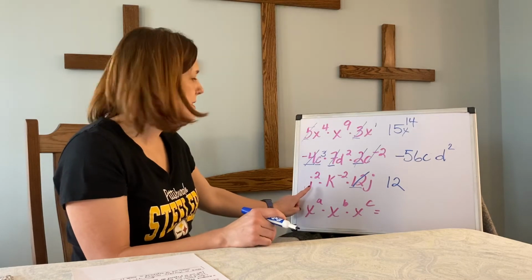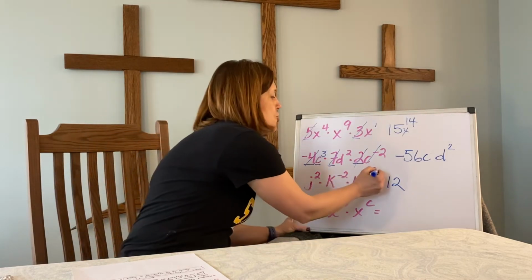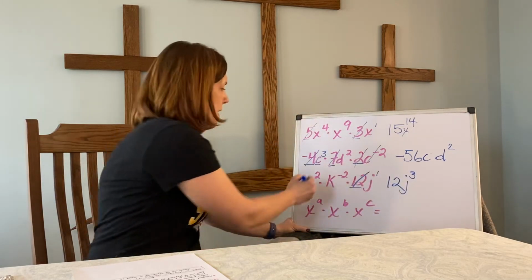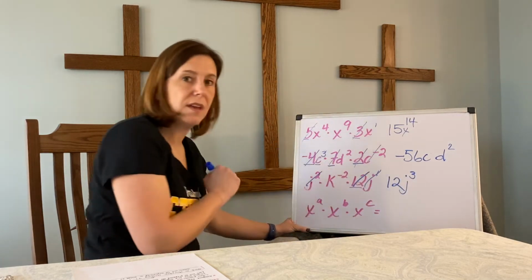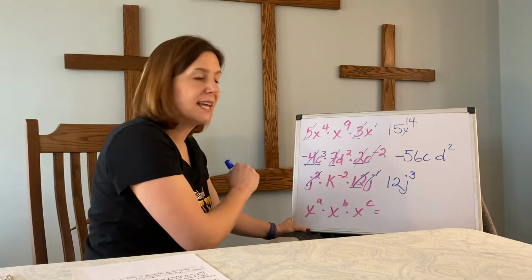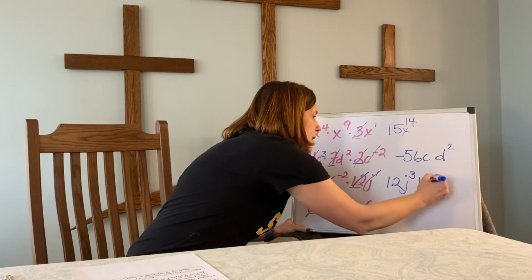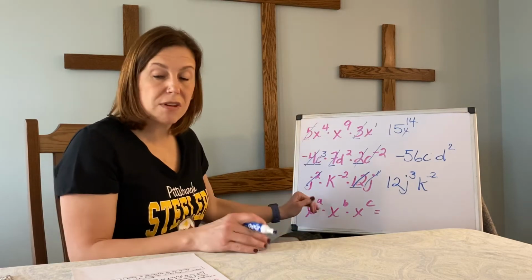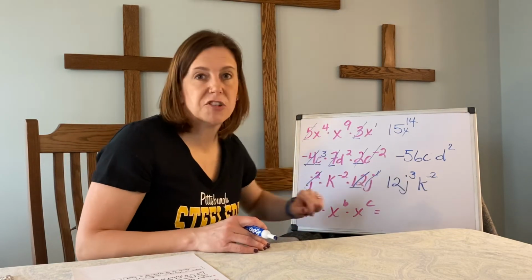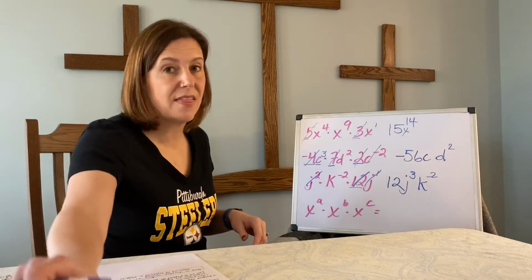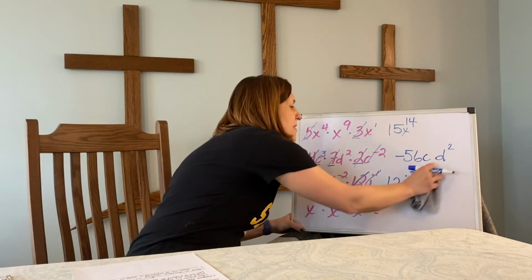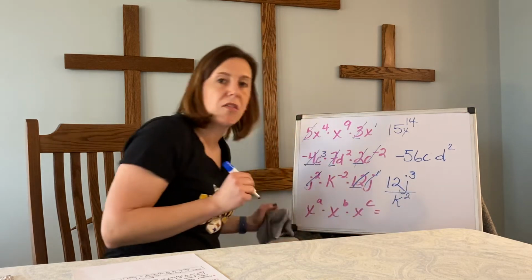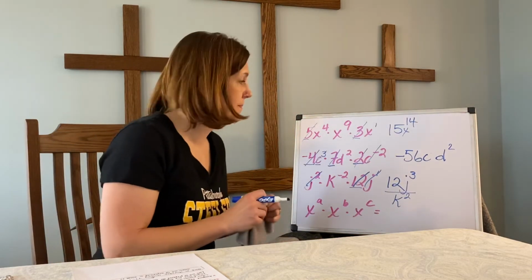My j's are next. J squared times j to the first gives me j cubed. I'm going to cross it out because I've dealt with it. Then my k to the negative second is next. Nothing else to combine it with. But what do you notice about that? A negative exponent. I cannot leave that there, so I need to bump that to the denominator. It is not simplified until all of my exponents are positive.